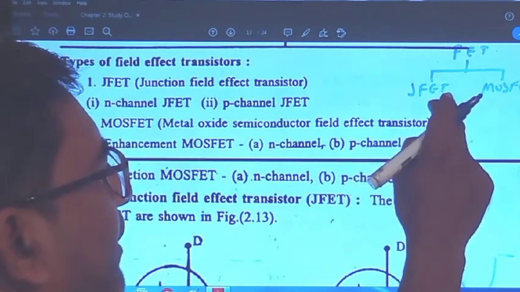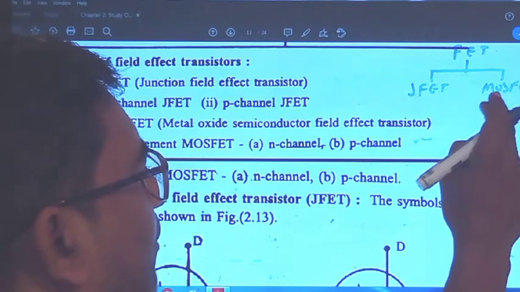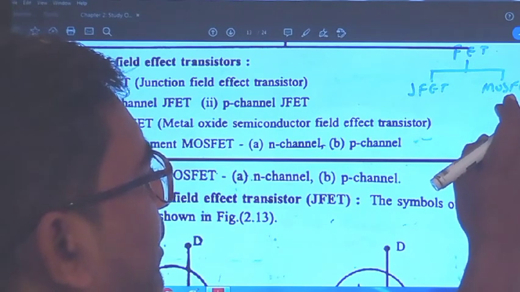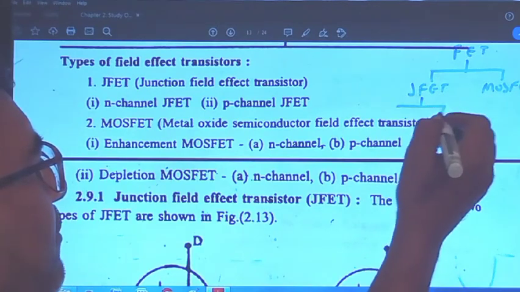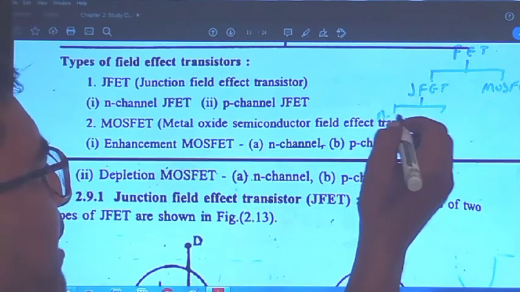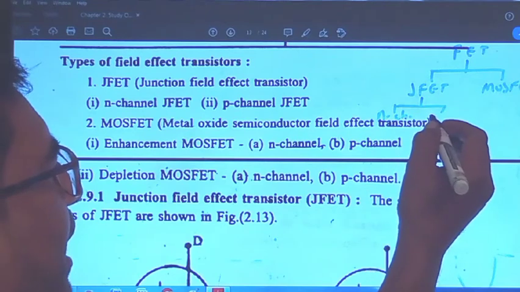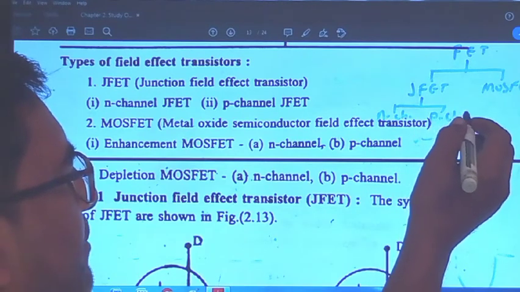JFET, junction field effect transistor. MOSFET, metal oxide semiconductor field effect transistor. This JFET is again classified into two types, that is an N channel JFET and a P channel JFET.